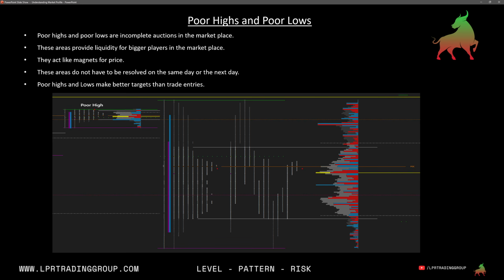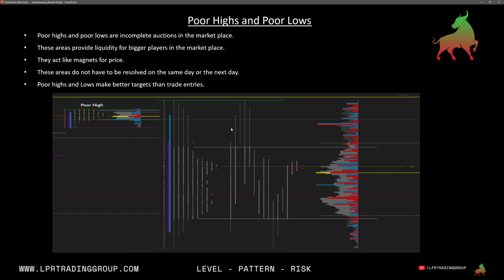What I like to do with poor highs and poor lows is mark them out on my chart, and leave them on my chart until they get resolved. This could be a few days later or even a week or two later. If these poor highs and poor lows go on for months and months, likely some other price action has developed that I will trade as a day trader. I'm not very interested in poor highs and poor lows that happened 2 or 3 months ago. But if they happened within the past few days or even past few weeks, I will definitely keep them on my chart and keep them in mind.